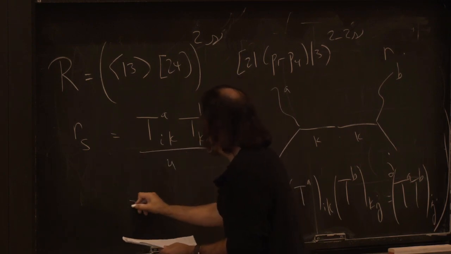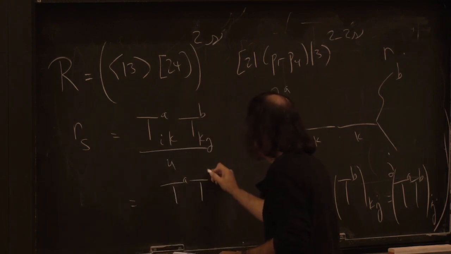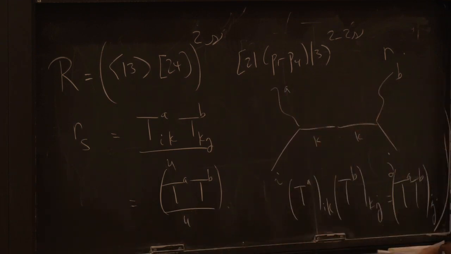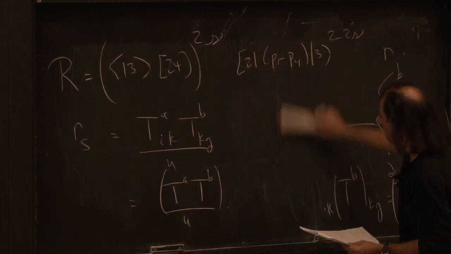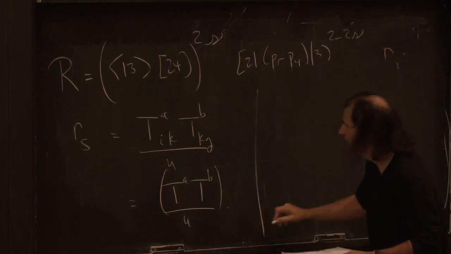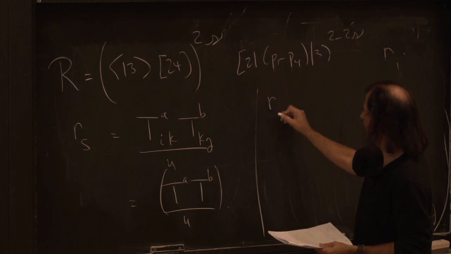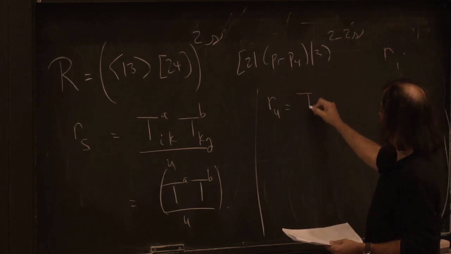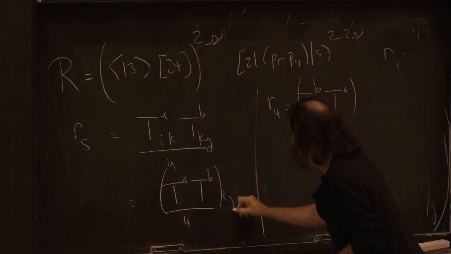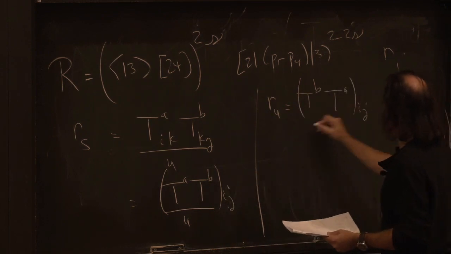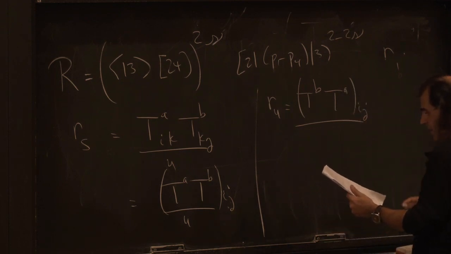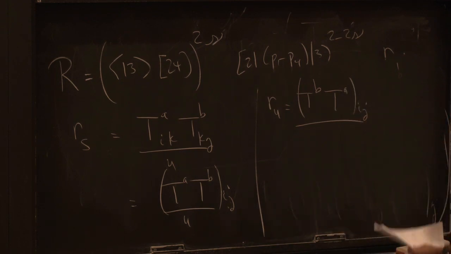Over U. So this is T^A T^B over U. So let me summarize again. So that's R in the S channel. R in the U channel is T^B T^A, ij, over S.